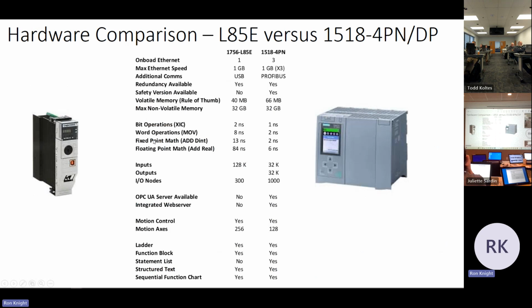So the question I get sometimes is, if you put the biggest and baddest Rockwell PLC versus the biggest, baddest Siemens PLC, you let them fight it out in a death match, who wins? Well, it's a hard question to answer because what's important to you? Is it the amount of memory? Is it the amount of IO? Is it cost? Is it availability?